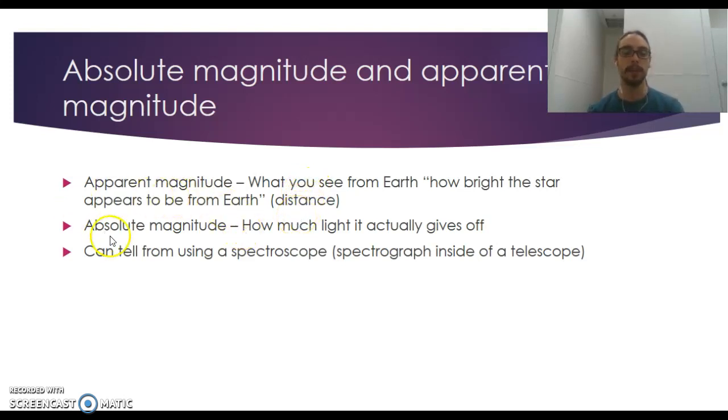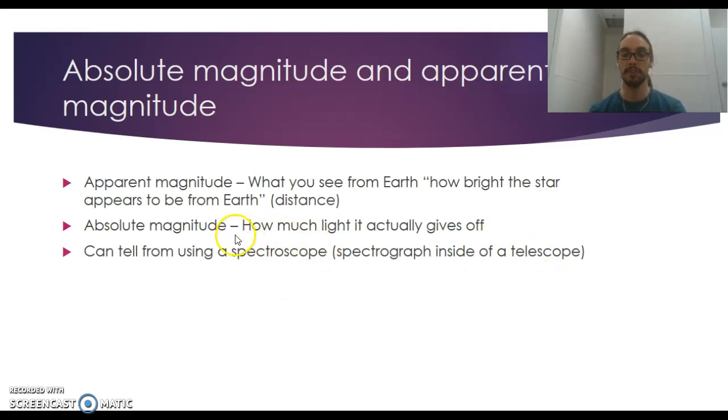So absolute magnitude is how much light it actually gives off. And how do we find that out? Well, we have telescopes that can look at stars, and then we also have things called spectrographs or spectrograms, and these are things in science where we can monitor the wavelength of a certain beam of light, and that wavelength tells us all sorts of things about energy, and so we put this spectrograph inside of a telescope.